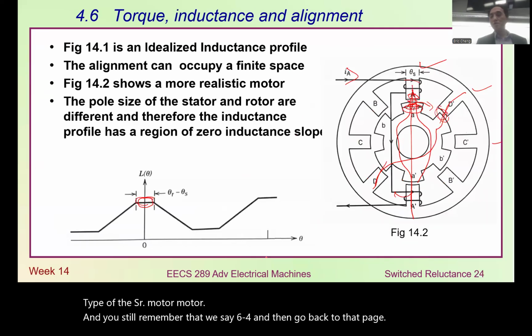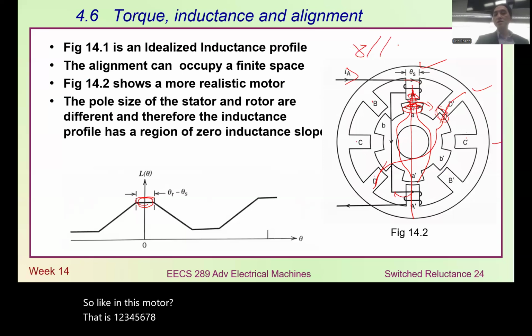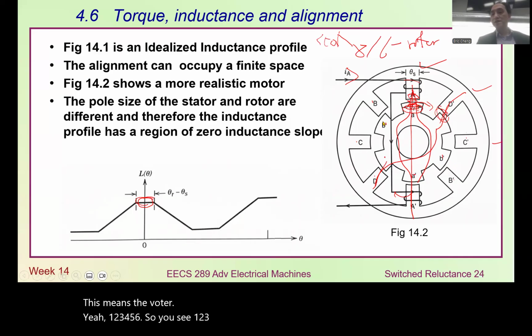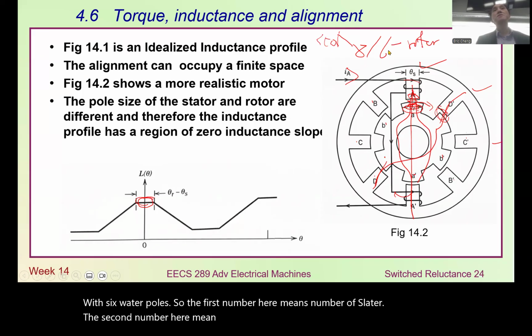So like in this motor, that is 1, 2, 3, 4, 5, 6, 7, 8. So that's an 8-6 motor. This means the stator. This means the rotor. 1, 2, 3, 4, 5, 6. So you see 1, 2, 3, 4, 5, 6 means 6 rotor poles. So the first number here means number of stator poles. The second number here means number of rotor poles. So that's the standard name we have been using for SR motor.